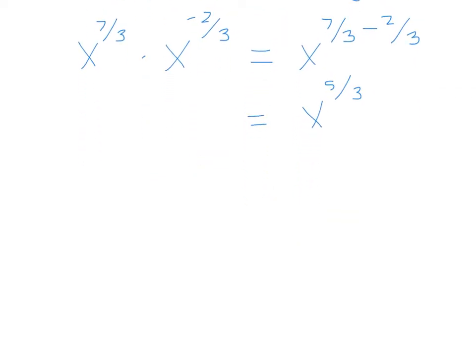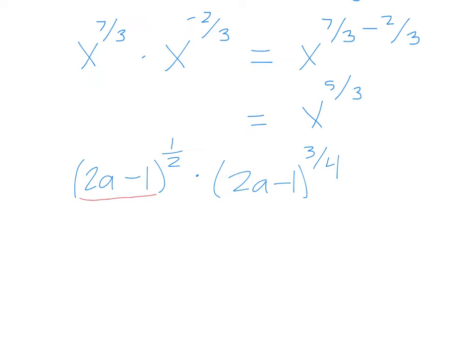All right, another example. Let's take (2a minus 1), that whole quantity, to the 1/2 times (2a minus 1) to the 3/4. So our base here is this thing in parentheses, the 2a minus 1, and they're the same. So that means we can rewrite this with that base just one time. And again, because we're multiplying, we add the exponents.